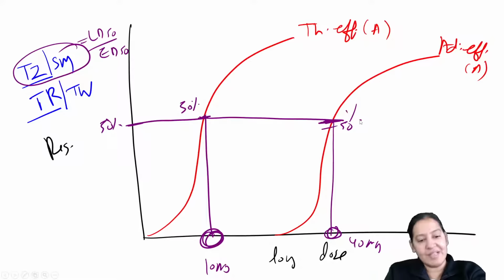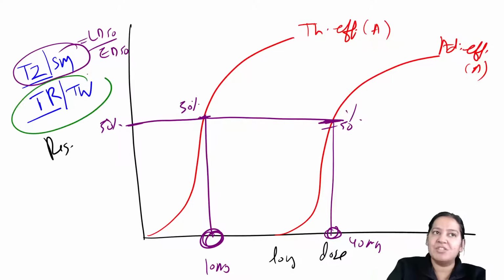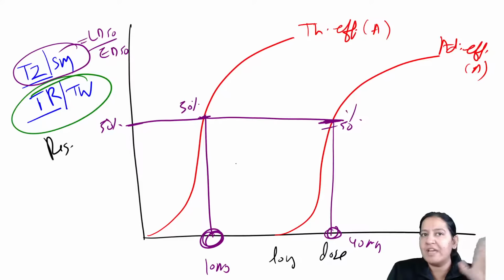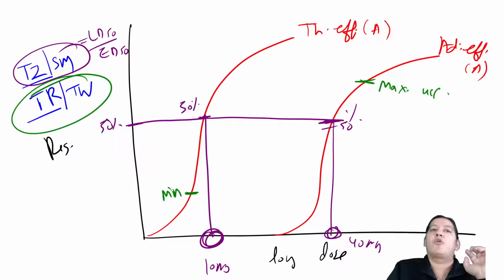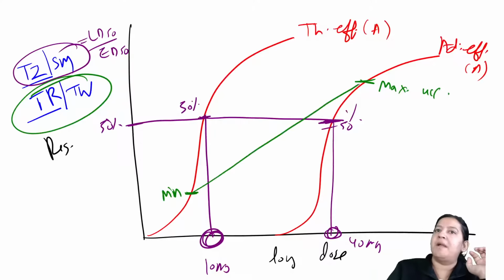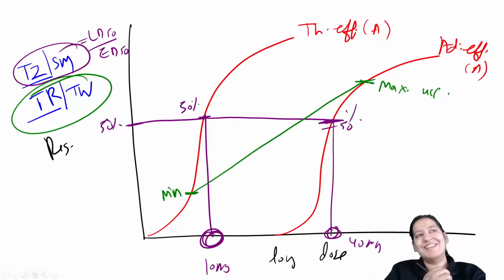But let me talk about the second thing, therapeutic range or therapeutic window. Here we are not taking 50-50. On the therapeutic graph, DRC, we are taking minimum effect, and on adverse effect we are taking maximum acceptable or maximum tolerable effect. So it is the difference between minimum and maximum, not 50-50. That is known as therapeutic range.